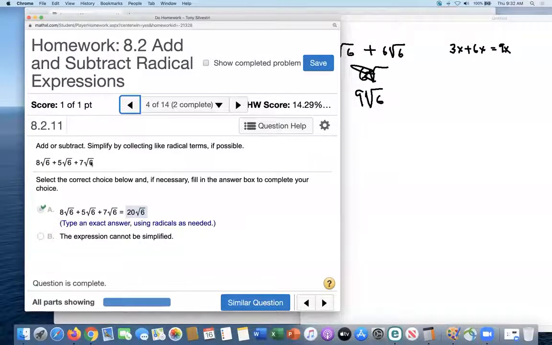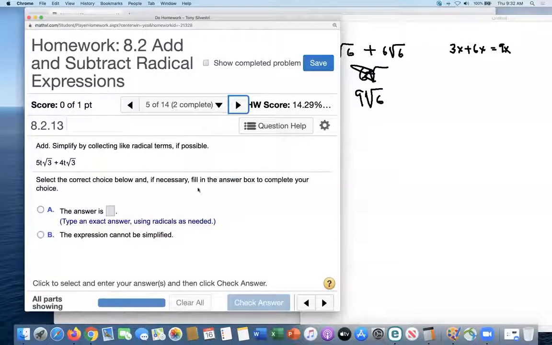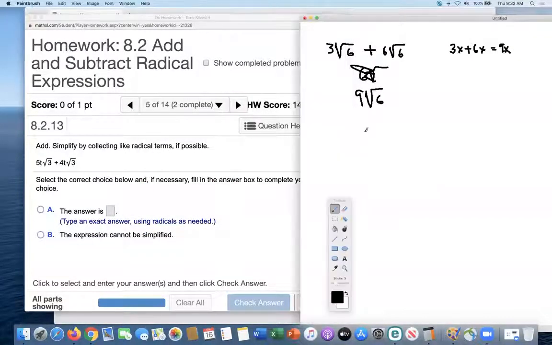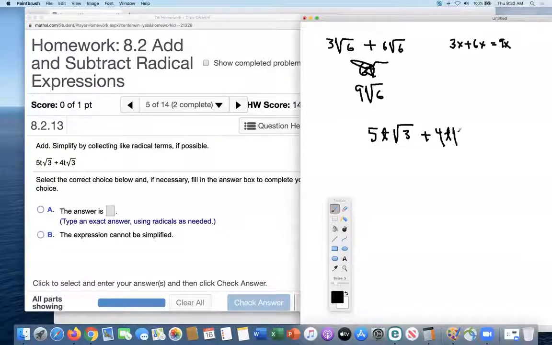Just combine the whole number parts. Now, this guy here looks a little different, that's something that needs to be written out here, I guess. This has got the variable in front. That's 5t square root of 3 plus 4t square root of 3. I'm happy. These are like terms. You've got two square roots that look exactly the same.